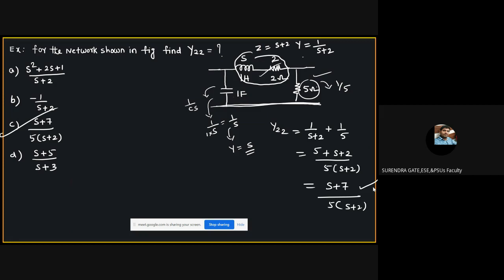For a pi network, we can easily calculate which one, students? Y parameters we can easily calculate. Please concentrate.